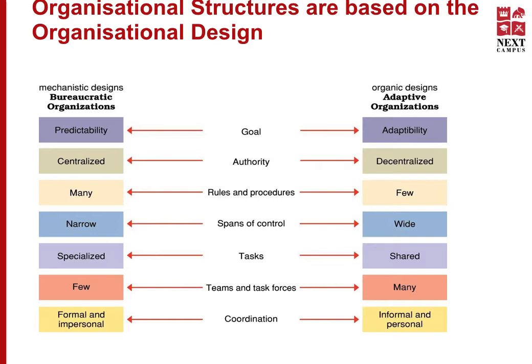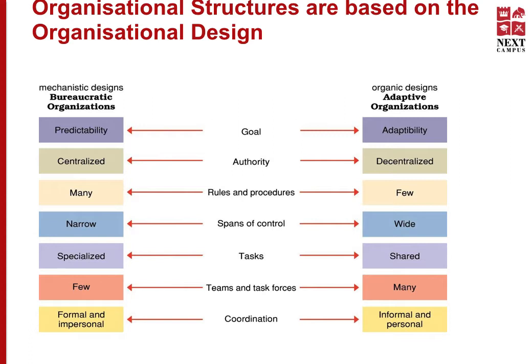Bureaucratic organizations have predictable goals, centralized authority, several rules and procedures, and narrow spans of control where a supervisor has only a few subordinates. The tasks in these organizations are very specialized, teams are few, and coordination is very formal and impersonal. And all these factors will be reflected in the structure.